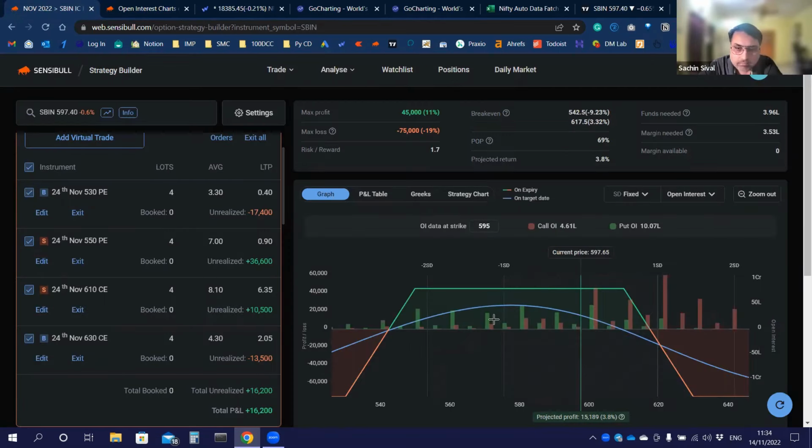And now look, today SBI is trading below 600, and you can see this 19,000 loss converted into 16,000 rupees profit here.